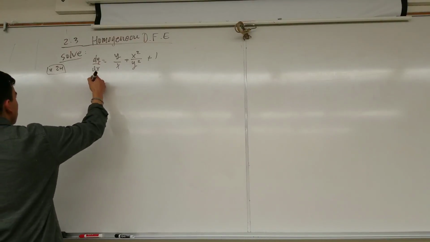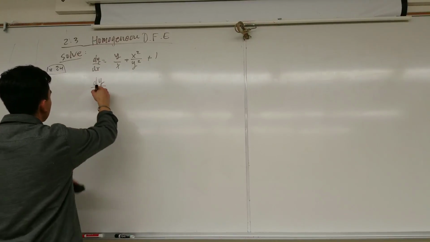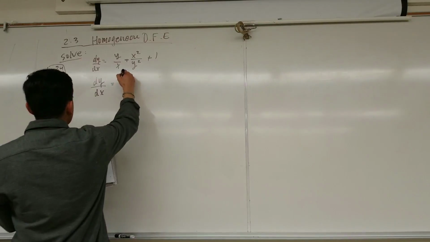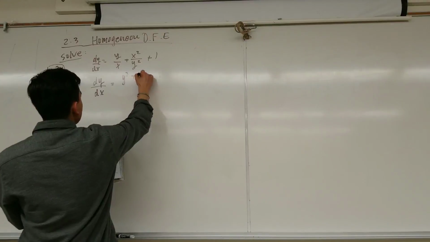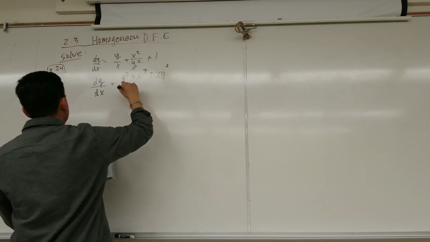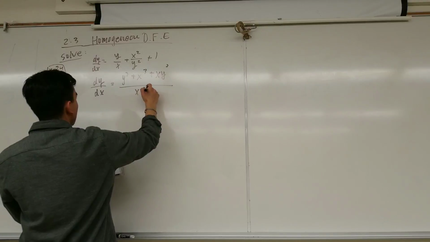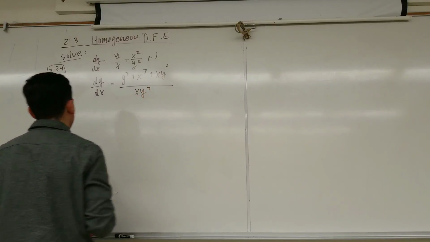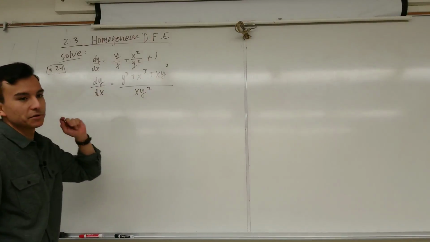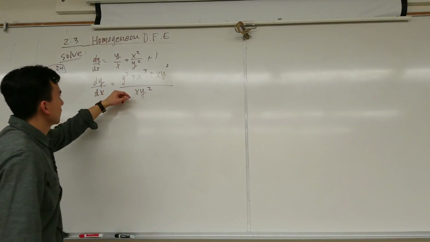So if we were to get them all in the same denominator, well, that's just going to be y cubed plus x cubed plus xy squared. Okay, so you might be saying, Mike, these are not the same degree. Well, then I would say, hey, these are the same degree because these are all degree 3.